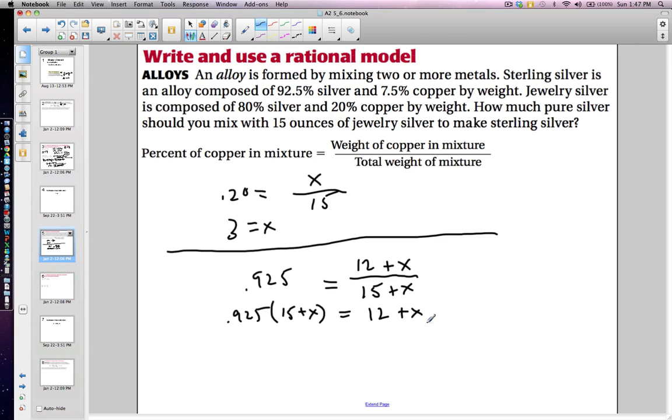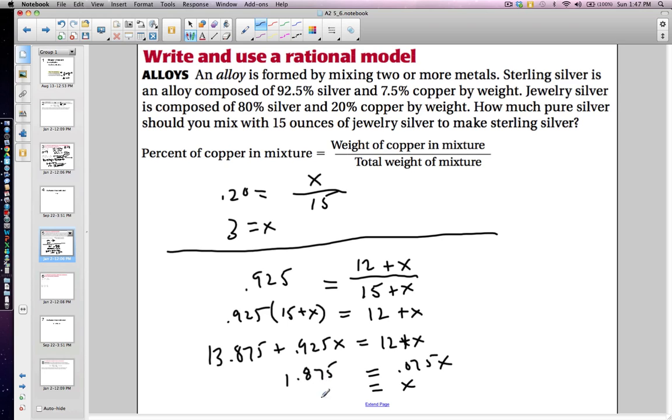When I do 0.925 times 15, it becomes 13.875 plus 0.925x, which will be equal to 12 plus x. When I subtract 0.925x from either side, I get 0.075x, and when I subtract 12, I get 1.875. 1.875 divided by 0.075 equals 25. So how much silver do I need to add? I need to add 25 ounces of silver.